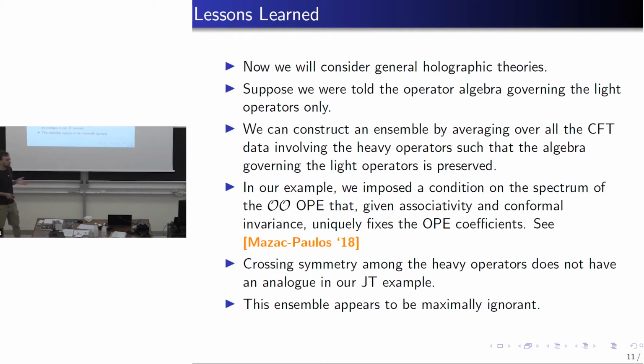So in some sense, we might call this a maximally ignorant ensemble, and it seems to have a semi-classical gravitational dual. Well, I guess in order to say that definitively, I'd have to talk about other topologies. But that's what I'm going to get to in the second part of my talk.